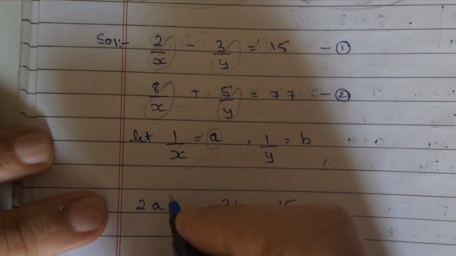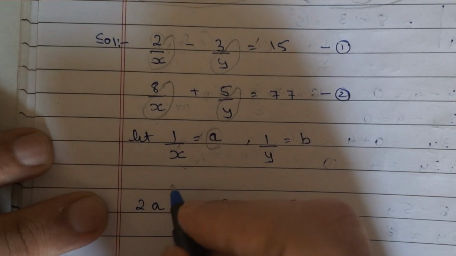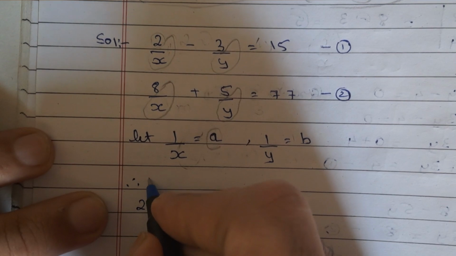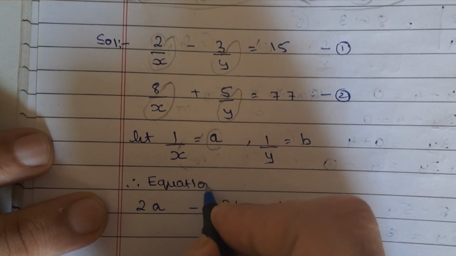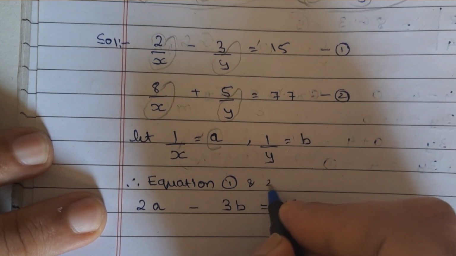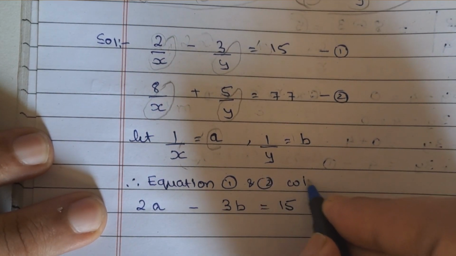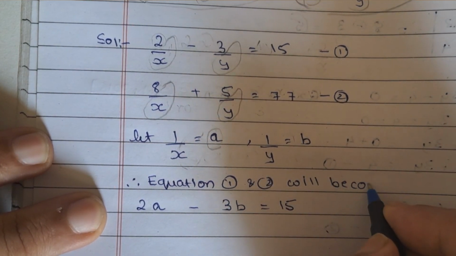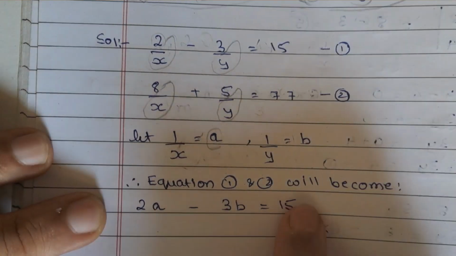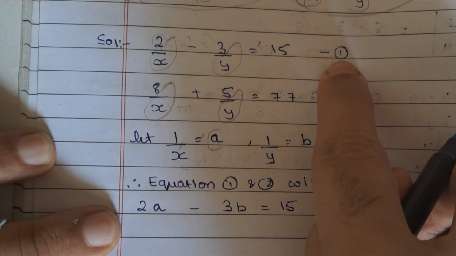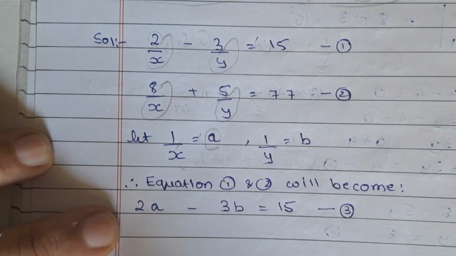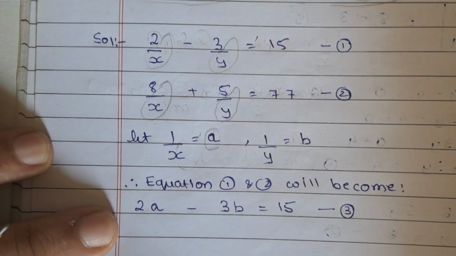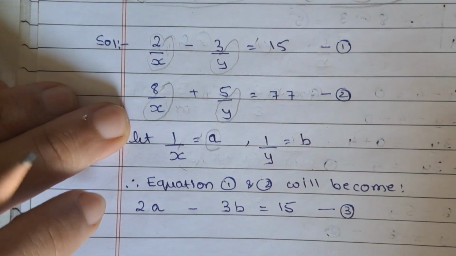Okay. So I will say that therefore equation 1 and 2 will become this. So this is actually the conversion of my first equation. The first equation is becoming something like this. Let me name it as equation number 3. And the same way I will do the same thing in the second equation also.